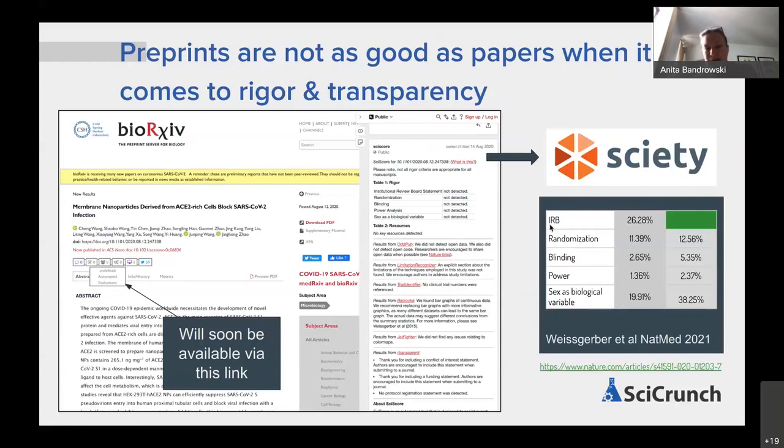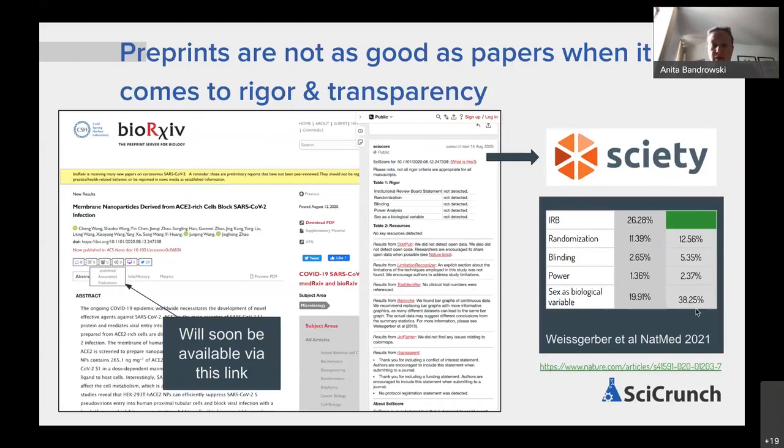So, here we go. This will probably not be extraordinarily surprising to anyone on this call, but it turns out that preprints are not as good as papers in terms of randomization, blinding, power analysis, or anything else. Sex as a biological variable was 19% overall. What you saw for 2019 in my last slides was about 38%. When you only look at the IRB-containing papers, it's 38% that actually address sex as a biological variable.